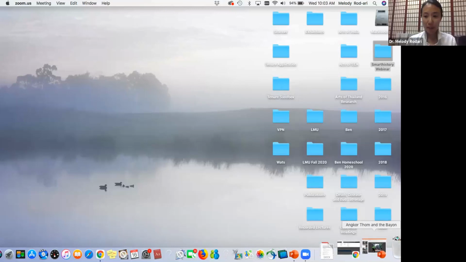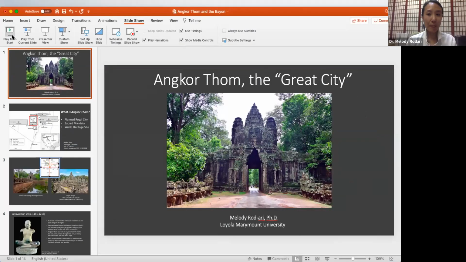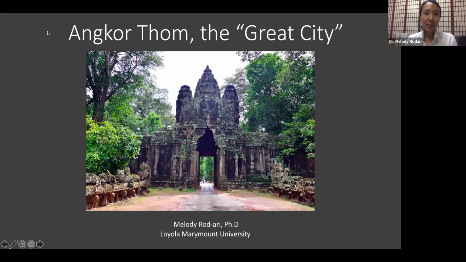So as Lauren had mentioned, today we're going to be talking about Angkor Thom. So just give me a moment while I share my screen with you. Get this open. All right, here we are. So Angkor Thom, translated from the Khmer, means great city.